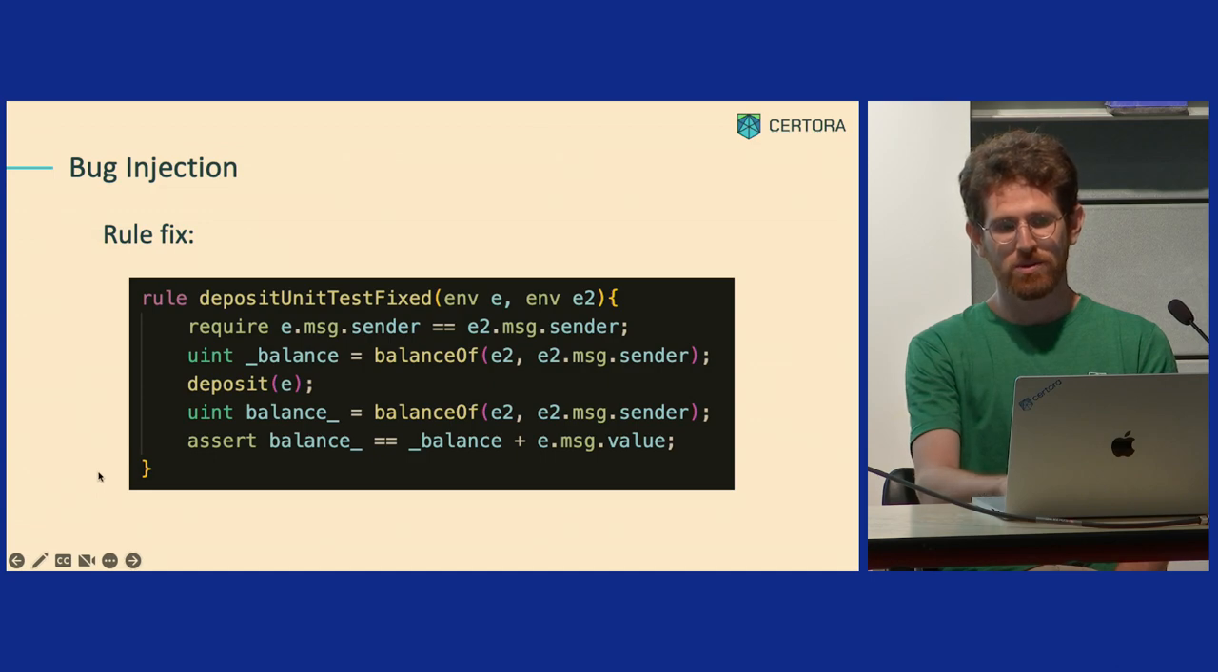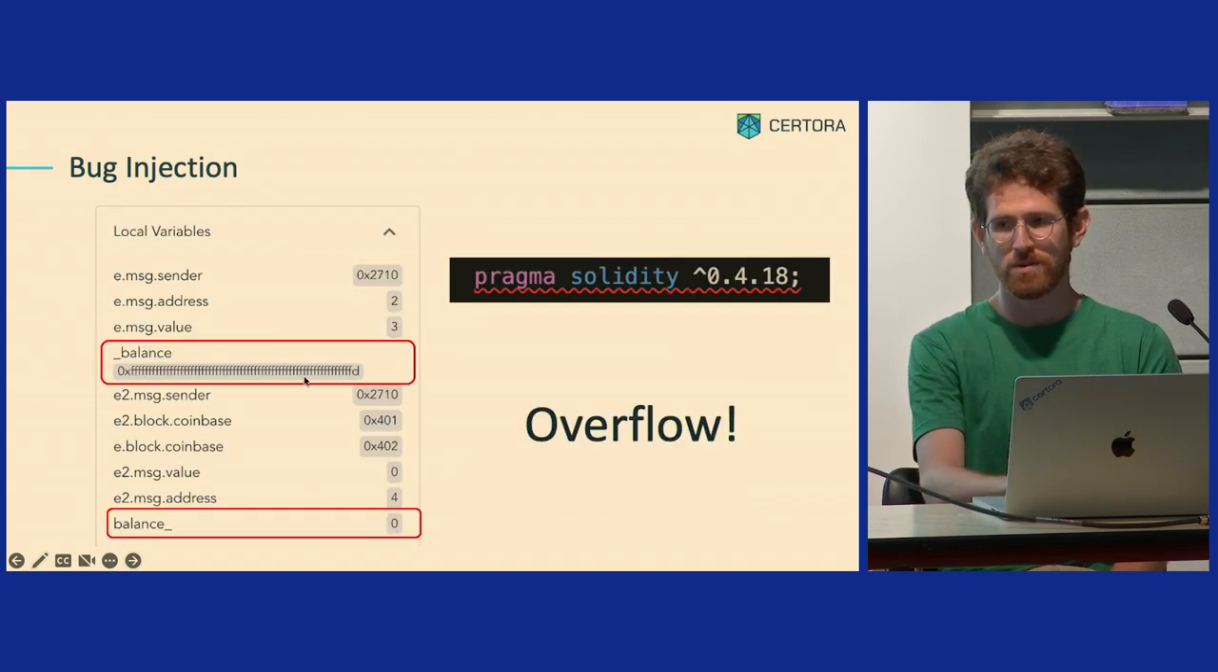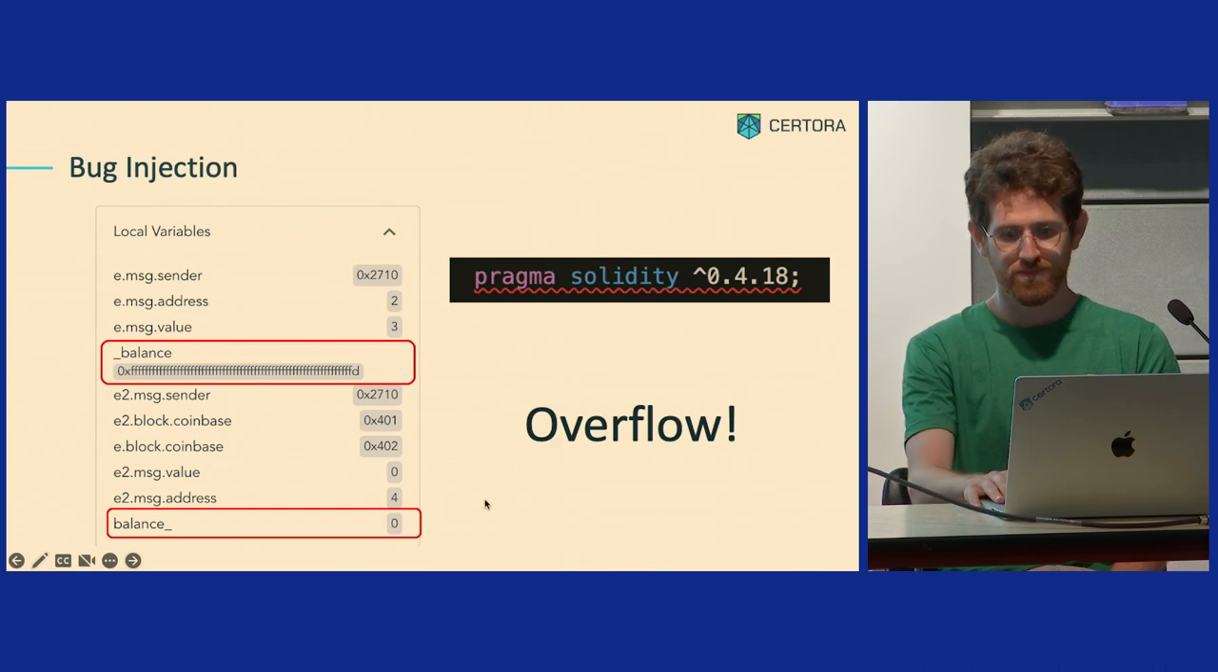So if I go back to the rule, even when the rule is well written, there is a situation when we start with a certain amount of balance, we transfer ETH to the deposit function, and we get less balance at the end. This is an overflow. Great.